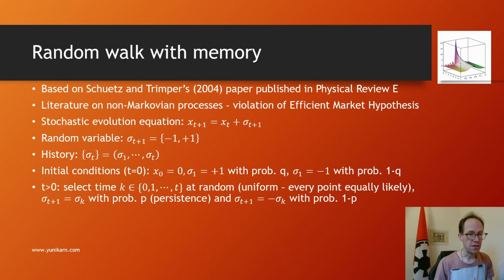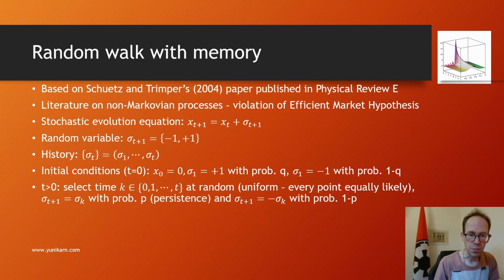Let's have a look at these funny random walks proposed by Schütz and Trimper's 2004 paper published in Physical Review E. Now there is a stochastic evolution equation: x_{t+1} equals x_t plus sigma_{t+1}. This refers to a one-dimensional random walk. The random variable sigma_{t+1} takes two values, -1 and +1. So moving to the left or moving to the right.